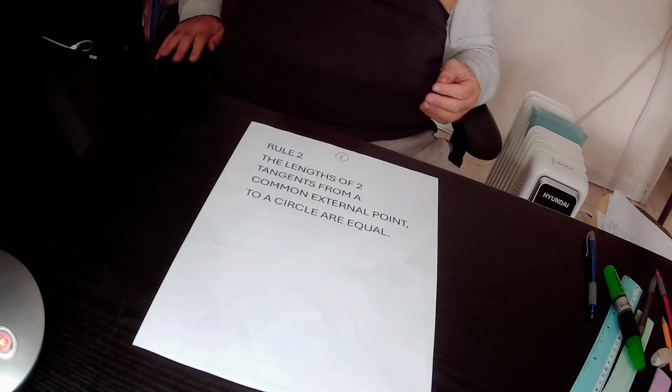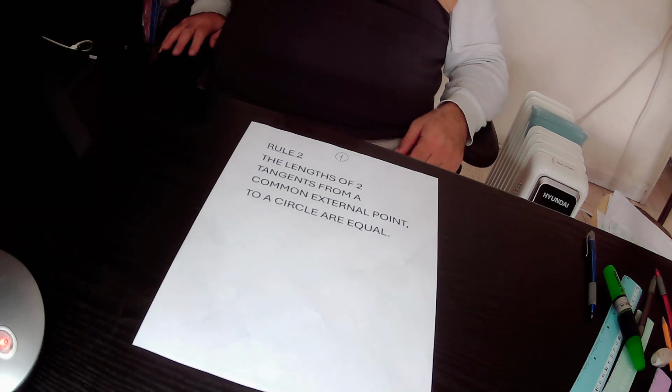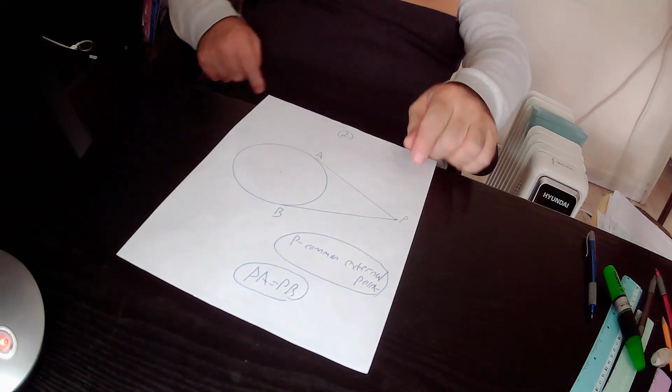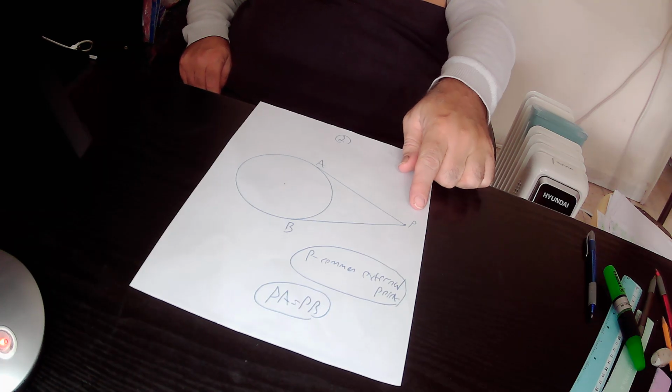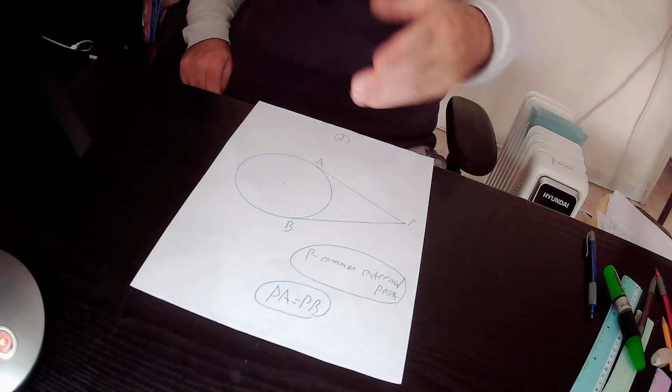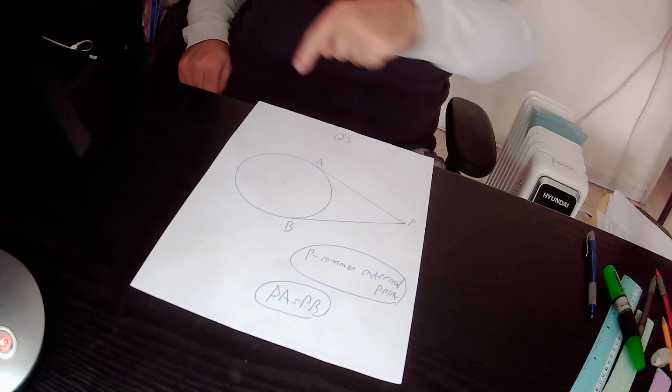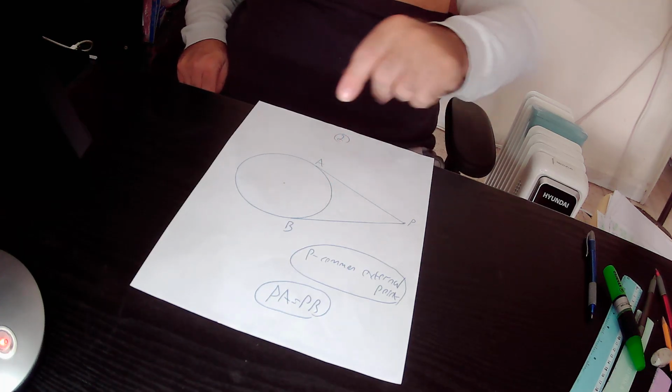According to rule 2, the lengths of 2 tangents from a common side point to a circle are equal. So in the drawing we have a circle, and this is the common side point P. For this point P, we have 2 tangents to this circle, tangent PA and tangent PB. According to rule 2, they are equal to each other. This is to say PA equals PB.